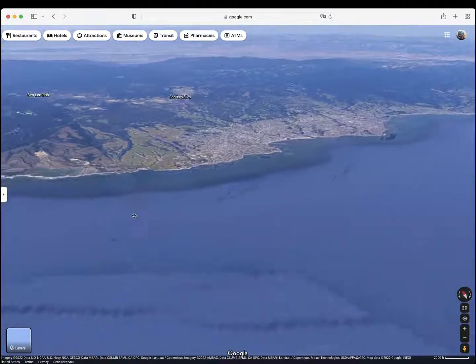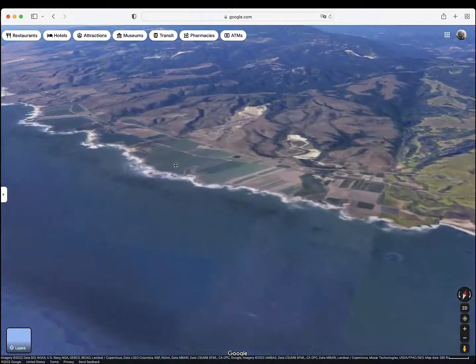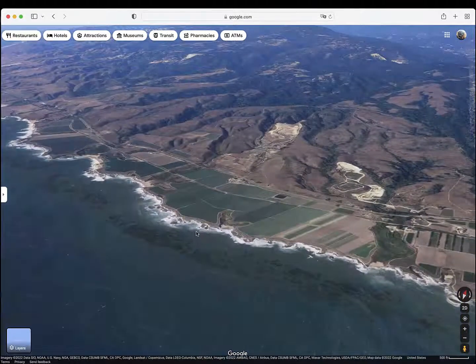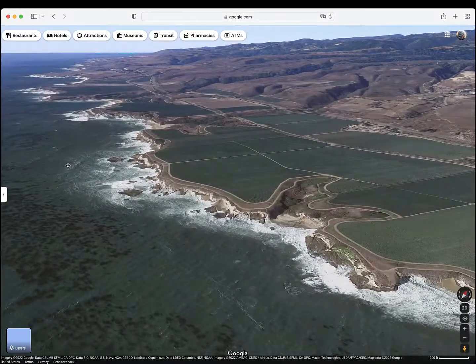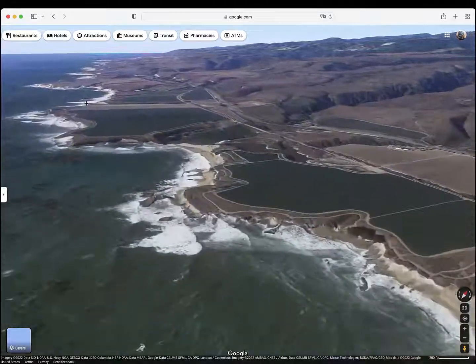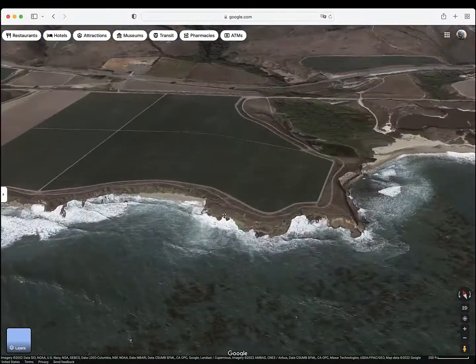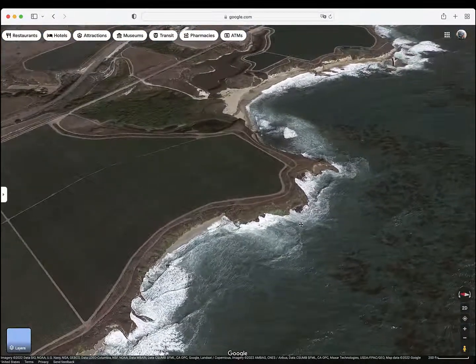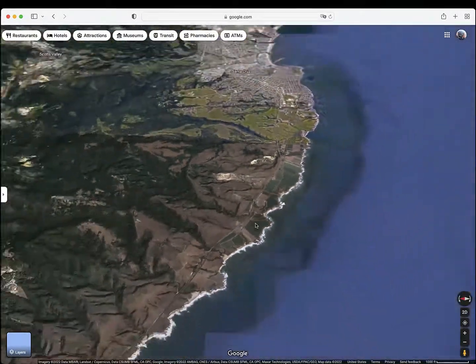We meet up again with the PCH as it passes through Santa Cruz on its way north to San Francisco. This area includes actively forming wave-cut platforms along the shore, with textbook examples of Pleistocene marine terraces higher up. These are essentially uplifted former wave-cut platforms. Let's zoom out and get a slightly broader view of this active continental margin.